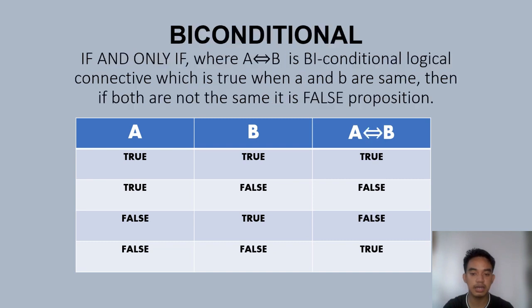And let's proceed to the biconditional, or the if and only if, where A if and only if B is a biconditional logical connective, which is true when A and B are the same. If both are not the same, it is a false proposition. Remember this: if they are not the same, it is going to be a false proposition, but if they are the same, it is going to be a true proposition.